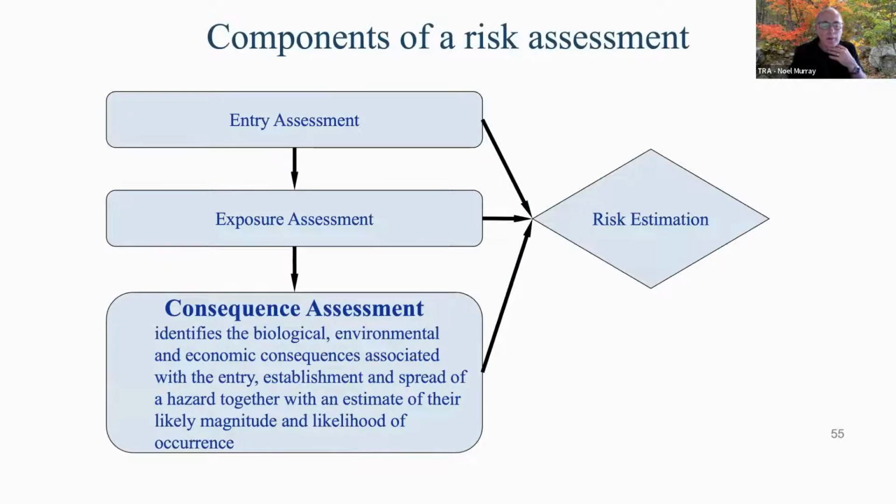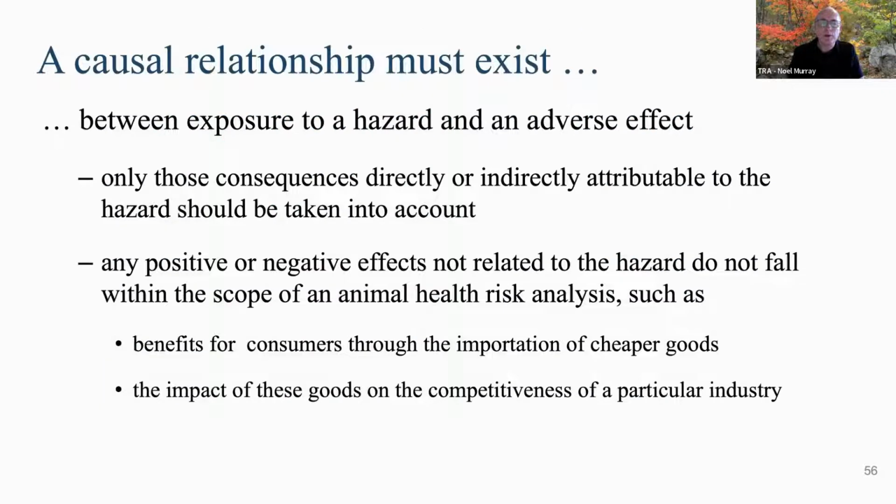And then the next step, it's a consequence assessment, where now we're looking at identifying the consequences, whether they be biological, environmental, or economic, that are associated with the entry, establishment, or spread of the hazard. And we want to estimate the likely magnitude of those consequences, as well as the likelihood of them actually occurring. It's important that there be a causal relationship between exposure to a hazard and an adverse effect. So this is an important discipline, actually. Only those consequences directly or indirectly attributable to the hazard should be taken into account.